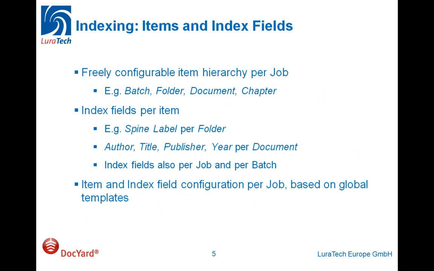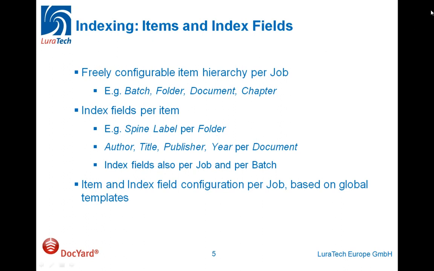So let's start with indexing: how to create items and index fields. If you create a job, you are able to configure items for the job. For example, batch, folder, document, chapter in a document, or whatever. These are only examples. Maybe you don't have folders. Maybe you have only pure documents in a flat hierarchy. But you can create it as you need it.